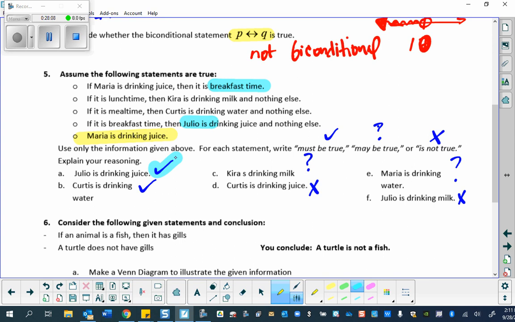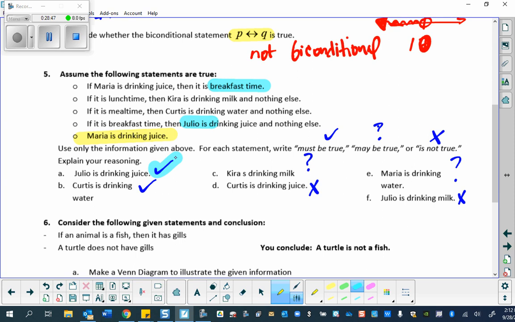Now, Kira's drinking milk. She does that at lunch, but nobody ever told us about breakfast, so we have to leave that open for a possibility. You okay with that? Mm-hmm. Curtis is drinking juice. Nuh-uh. We just said at mealtime Curtis drinks water and nothing else, so that's not going to be true. How about Maria drinking water? We know she drinks juice, but nobody ever said whether or not she drinks water. So who knows? Julio drinks juice and nothing else, so he's not going to be drinking any milk.